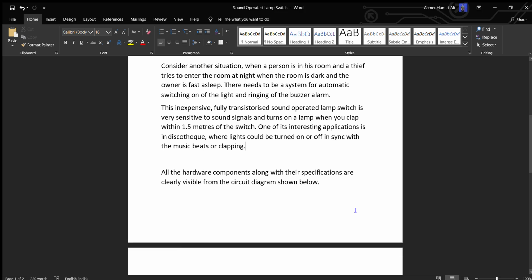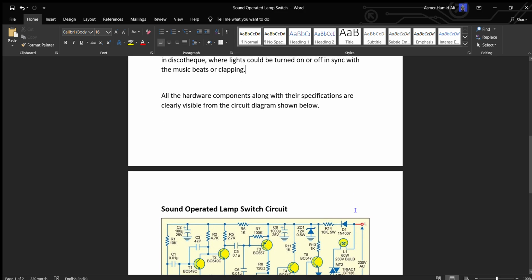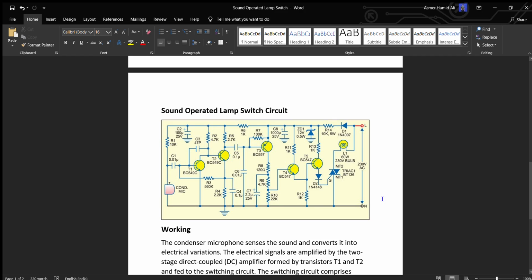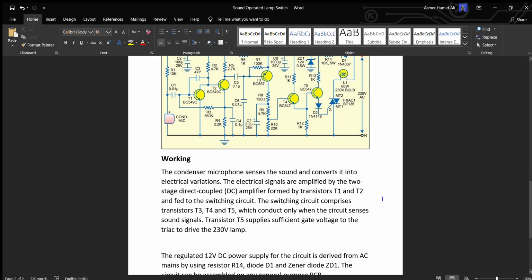All the hardware components along with the specifications are clearly visible from the circuit diagram. I hope all the connections of the electrical components along with the specifications are clearly visible. Now let us move on to the working part.